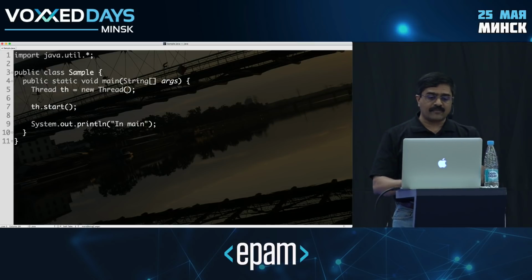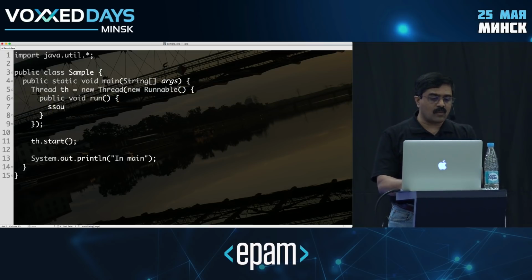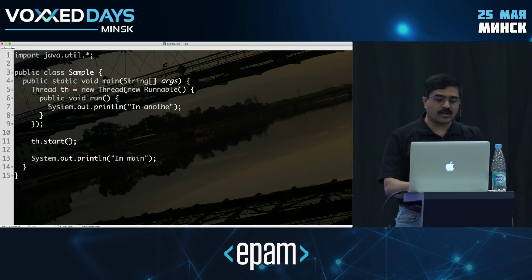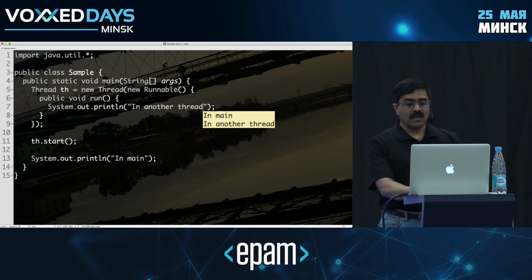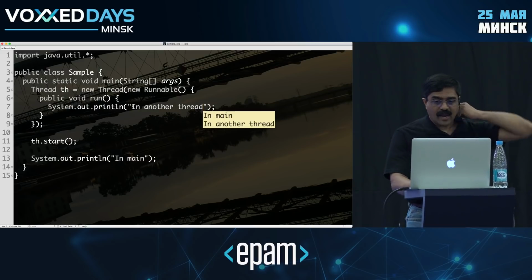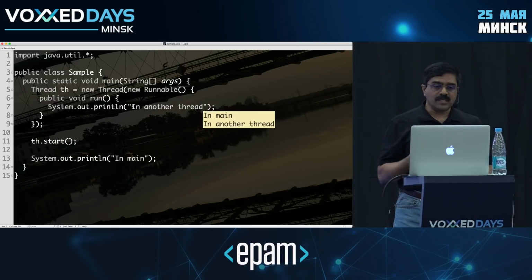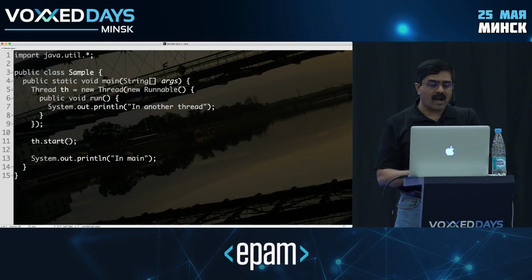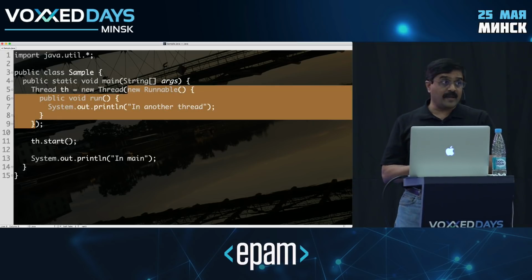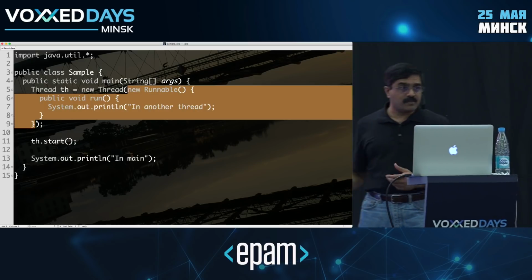Well, for that, of course, you can say new Runnable. And then within this, of course, you could write the method called run. And within the run method, you could say in another thread like this. And of course, when you run this, the other code ran in this other thread, as we can see in here. But when you look at this code, it is an example of a very low signal to noise ratio. That's a lot of fluff, a lot of verbose code.